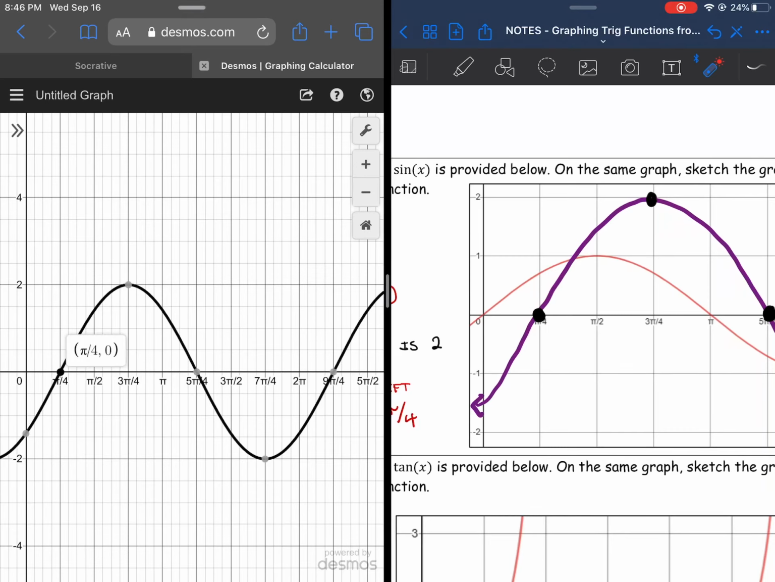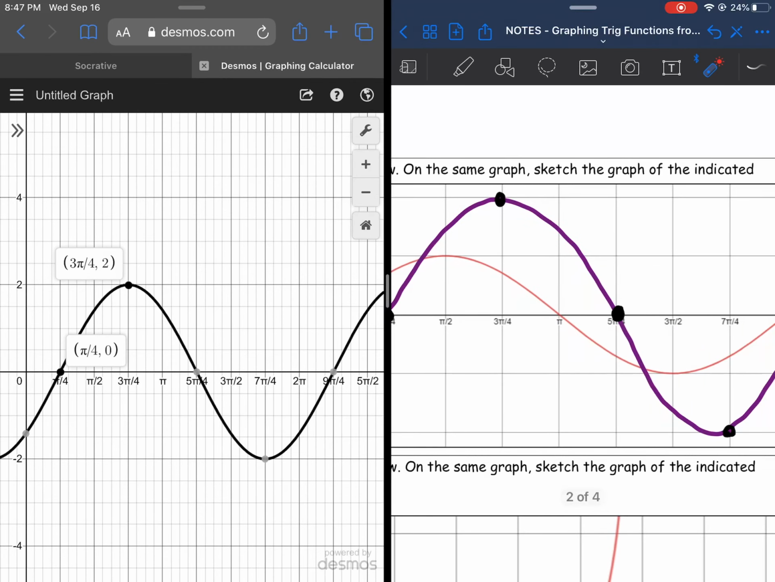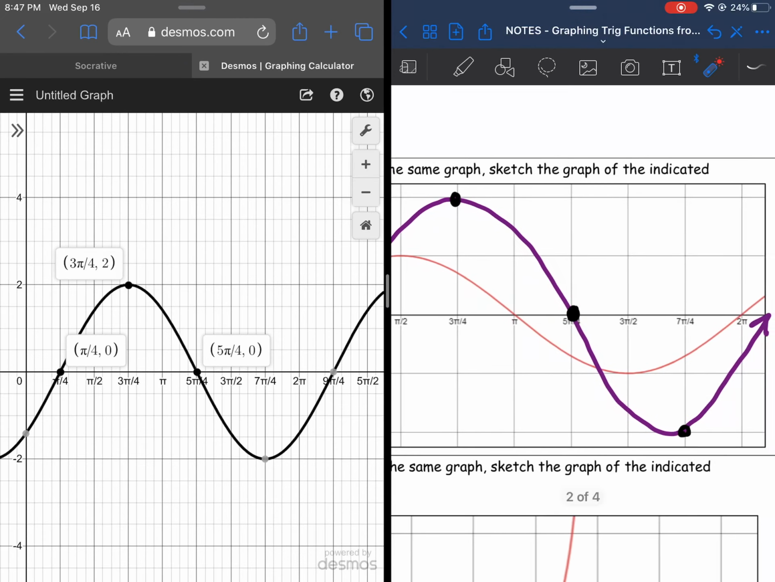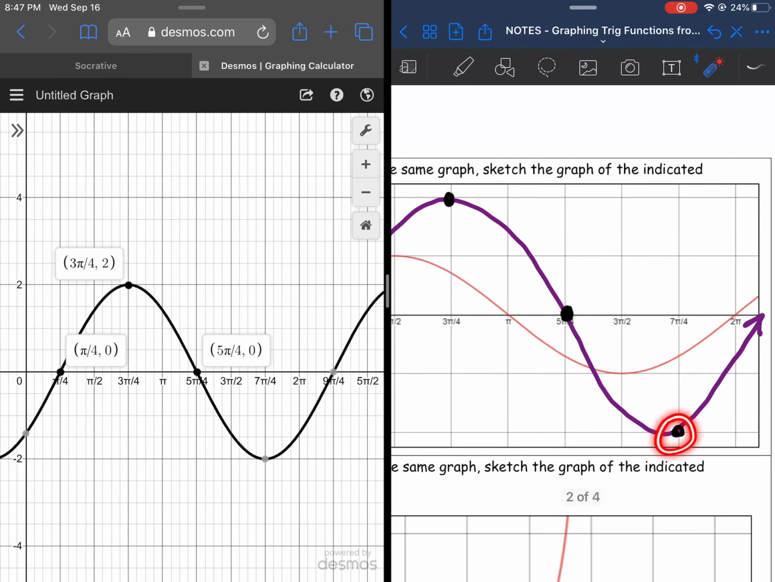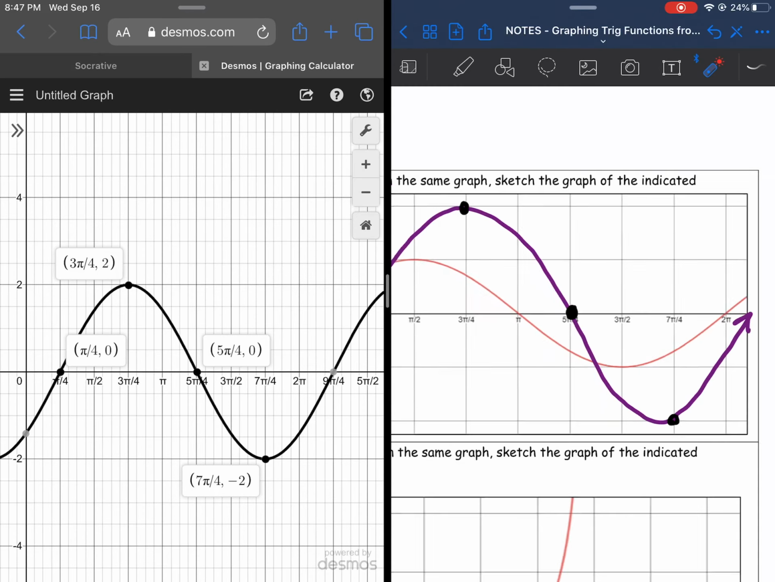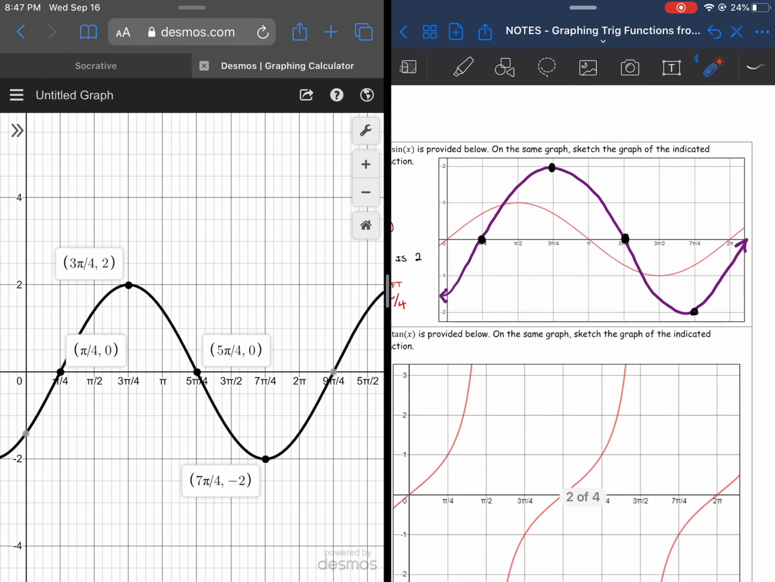Also notice that we have 3 pi over 4 comma 2 as one of our key points in the final graph. Well, there's 3 pi over 4 comma 2. We want 5 pi over 4, 0. Well, there's 5 pi over 4, 0. And then we want 7 pi over 4, negative 2. Here's 7 pi over 4, negative 2. So it does appear that our graph is accurate. Everything's good to go so far. Let's move on to our next one.